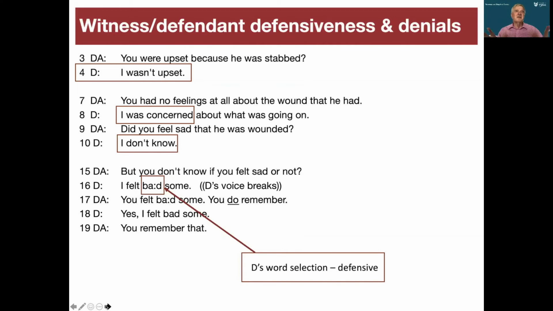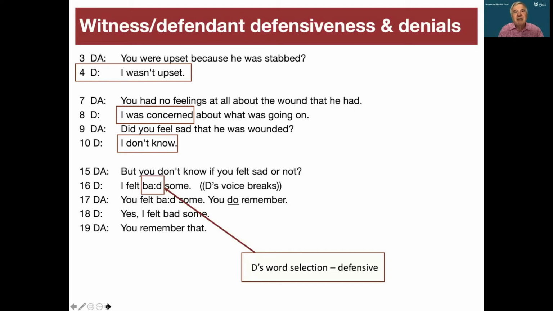So if you're doing this with students, you think about what is the implication of a question and how the defendant, in this case, tries to, as it were, avoid those implications. In the first case, in line 3, he asks, "You were upset because he was stabbed?" And she says, "I wasn't upset." Denies being upset. So that is defensive.